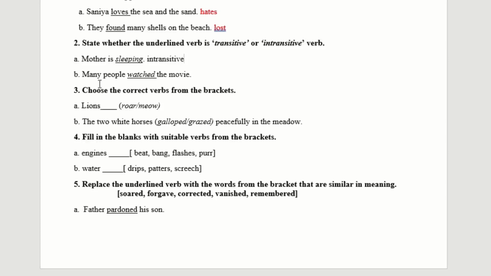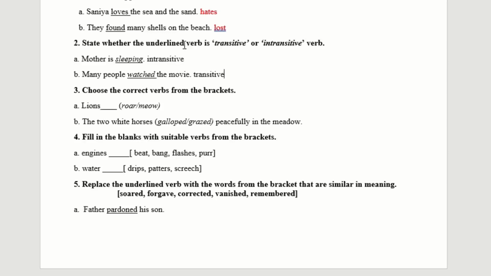Now let's see the second one. Many people watch the movie. Let's see what the subject is here. Many people. Then what is the verb over here? Watch. Many people watch the movie. So the movie is the object. The verb watch is complete when it has the object, the movie, with it. So the verb has an object. So we can say watch is a transitive verb over here. So we can write the answer as transitive.